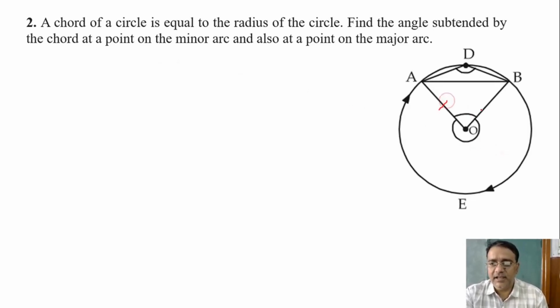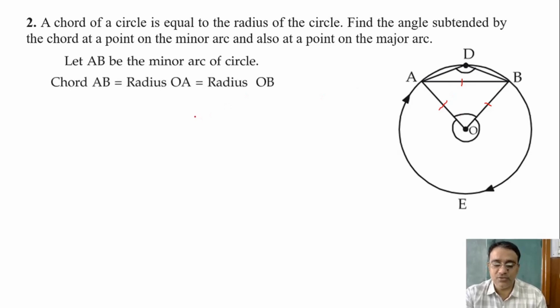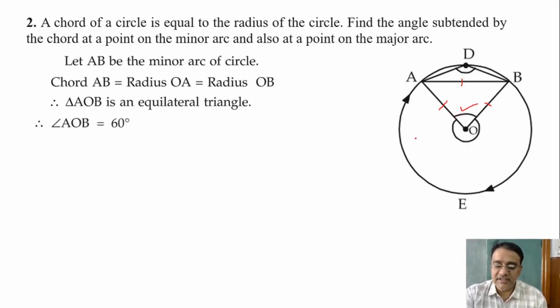Okay, now see, OA is equal to OB and AB is also equal to the radius. It doesn't look like an equilateral triangle, but all 3 sides are equal, so this is an equilateral triangle. So AB be the minor arc here, and chord AB is equal to radius OA, and that is equal to radius OB. So AOB is an equilateral triangle. So what is the value of this angle? 60 degree. Very good. Because each angle of an equilateral triangle is 60 degree.